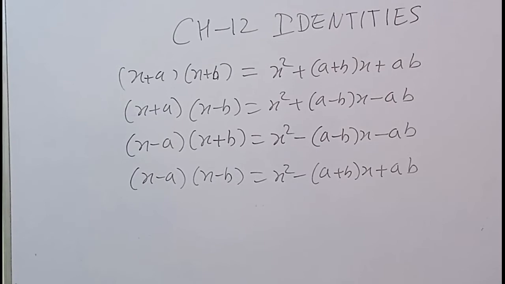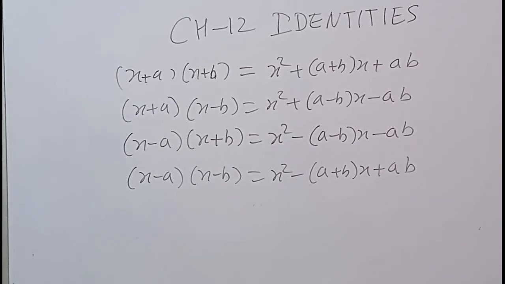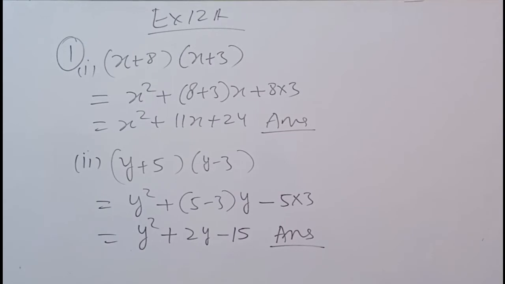So with the help of the four special products, you will do the sums of Exercise 12A. Children, I am taking question number 1 of Exercise 12A, that is (x + 8)(x + 3), and we have to evaluate the following product. We know the special product (x + a)(x + b) = x² + (a + b)x + ab. Use that special product and get the answer. So we have x² + (8 + 3)x + 8 × 3, so that is x² + 11x + 24.